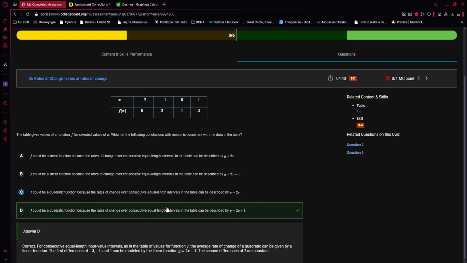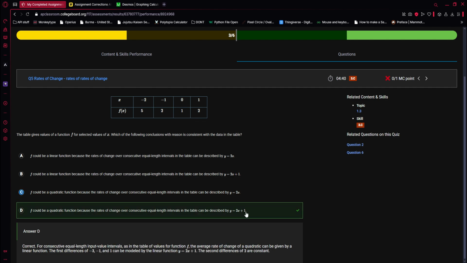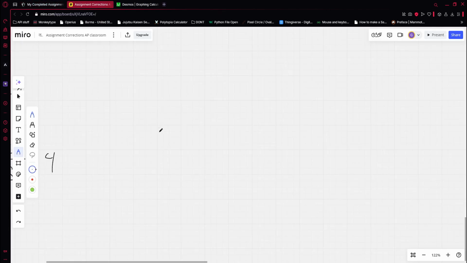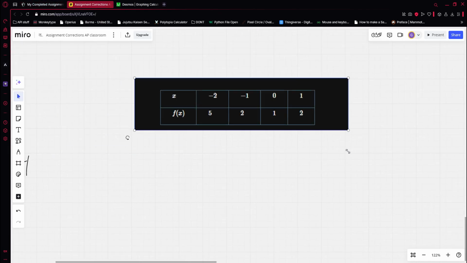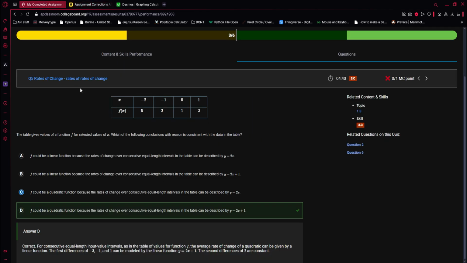Now, these are the same, except for the equation. Could be a quadratic function because the rates of change over consecutive equal length intervals in the table can be described as y equals 2x, or can be described as y equals 2x plus 1. Okay, let's bring this table out so we have something to work with. So, it's asking for the rates of change can be described by a function, either 2x plus 1 or 2x.